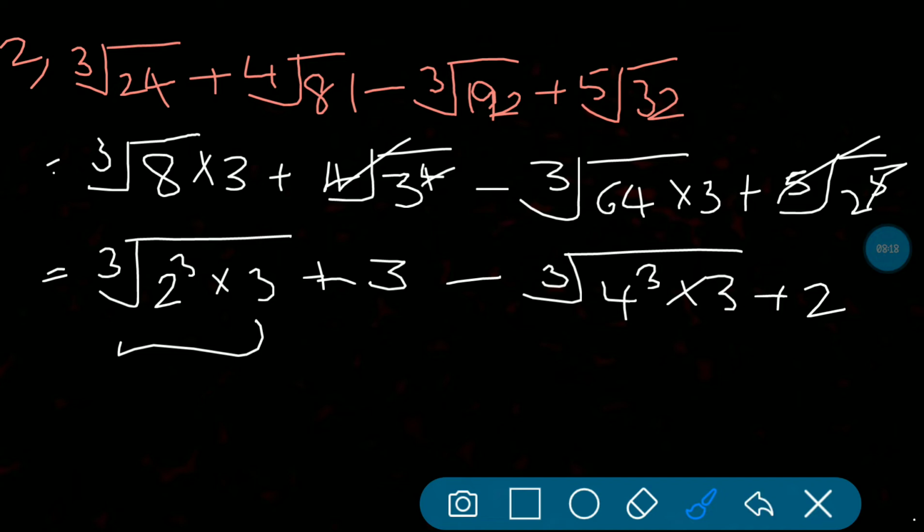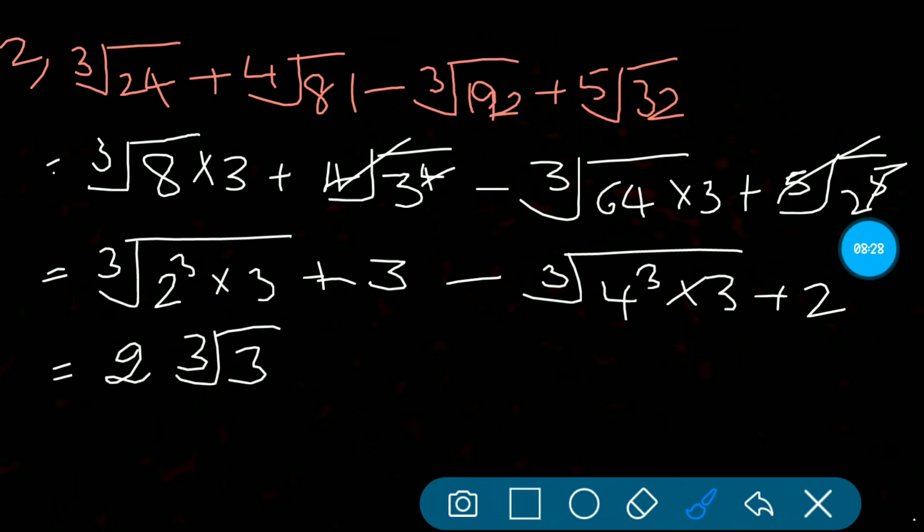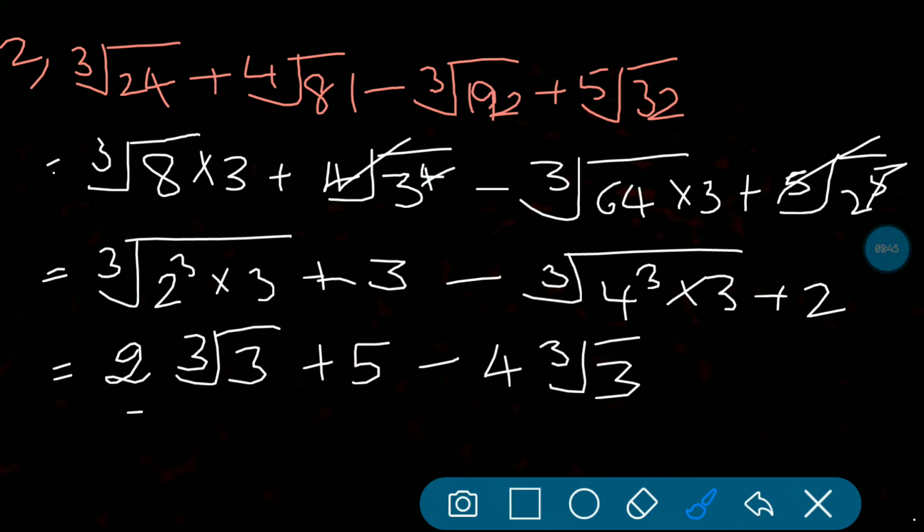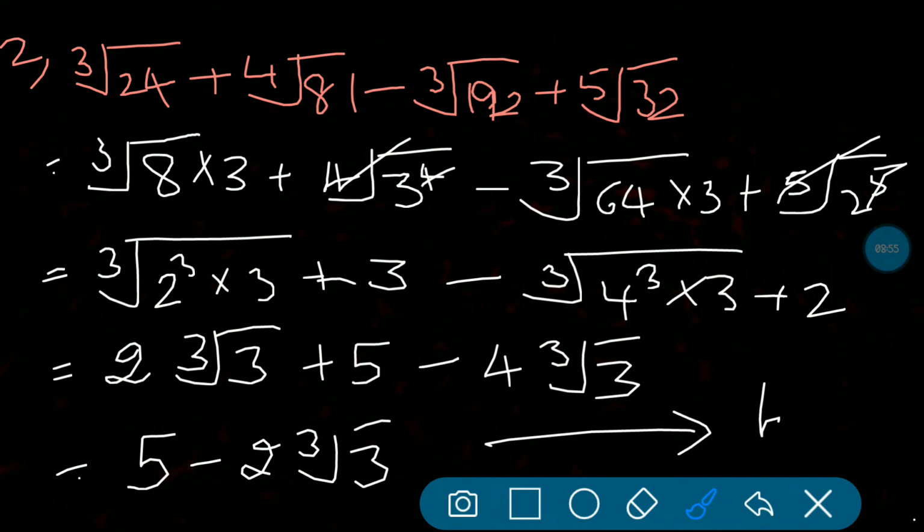What we are just doing is using the laws of radicals, we are just separately multiplying them. We can do that, you all know, right? So in that way, 2 will be separated here, multiplied by cubed root of 3. Then plus 3 plus 2, how much is it? Plus 5. And this one when you simplify, it's obviously minus 4 cubed root of 3. Now 2 minus 4 is how much? It is minus 2 cubed root of 3. So I hope you understood this one, and the answer is option B.